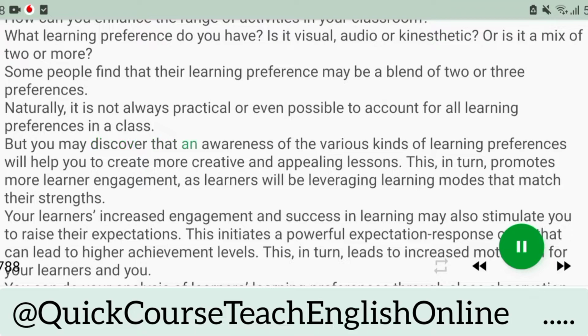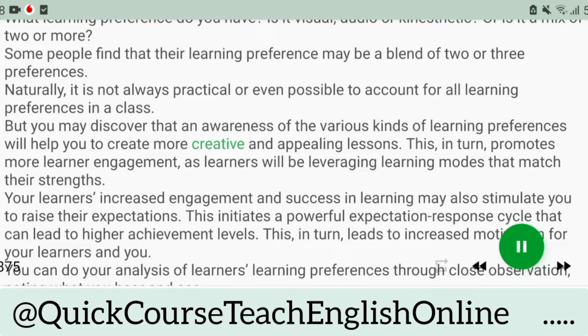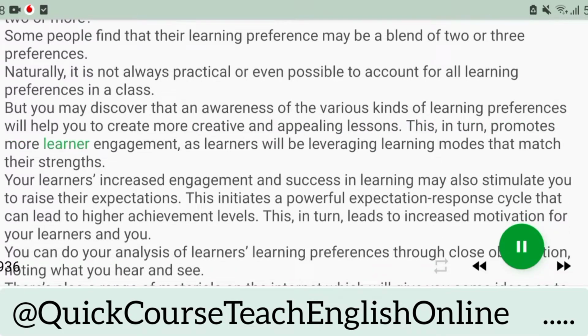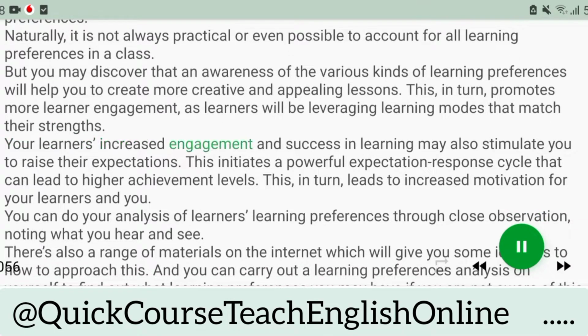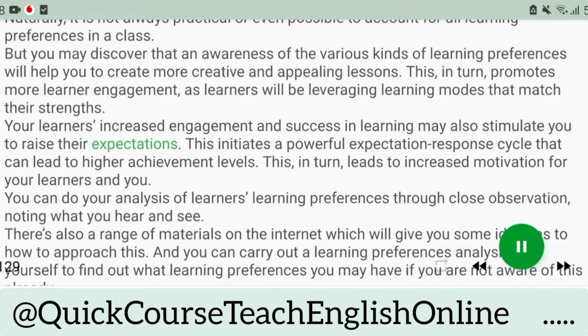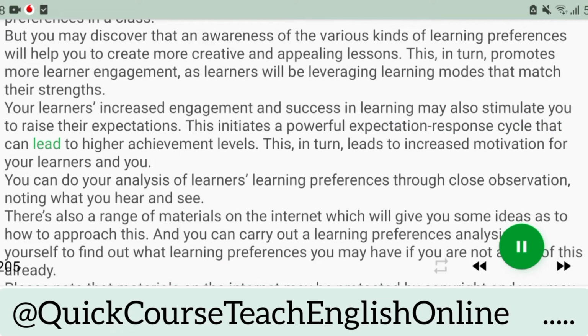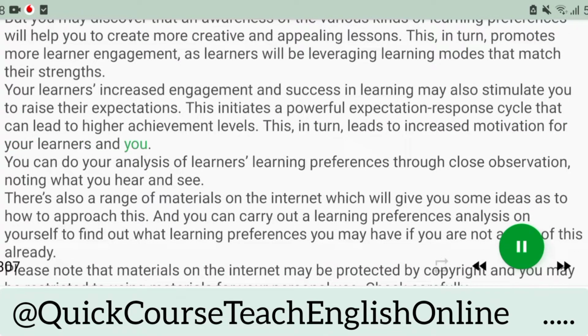But you may discover that an awareness of the various kinds of learning preferences will help you to create more creative and appealing lessons. This, in turn, promotes more learner engagement, as learners will be leveraging learning modes that match their strengths. Your learners' increased engagement and success in learning may also stimulate you to raise their expectations. This initiates a powerful expectation response cycle that can lead to higher achievement levels. This, in turn, leads to increased motivation for your learners and you.